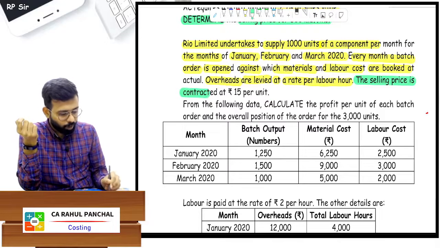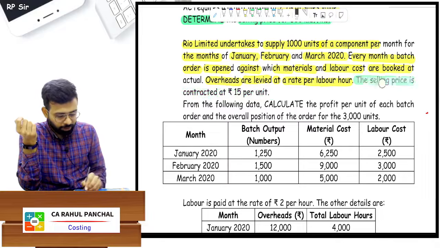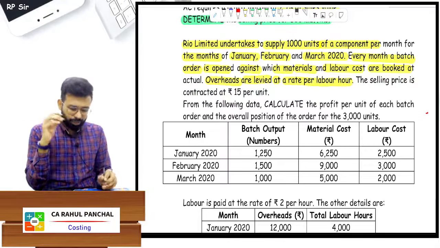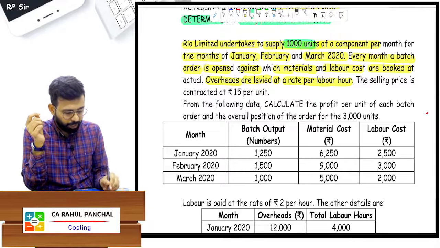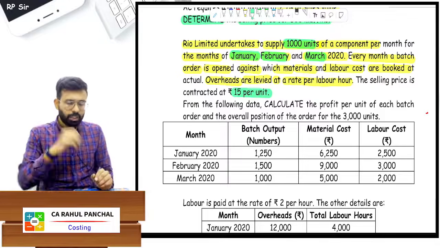The selling price is contracted at rupees 15. So first of all, the selling price is fixed in the question. Then, how many units? 1000 units for the next 3 months, Jan, Feb and March, and we have to sell it for rupees 15.